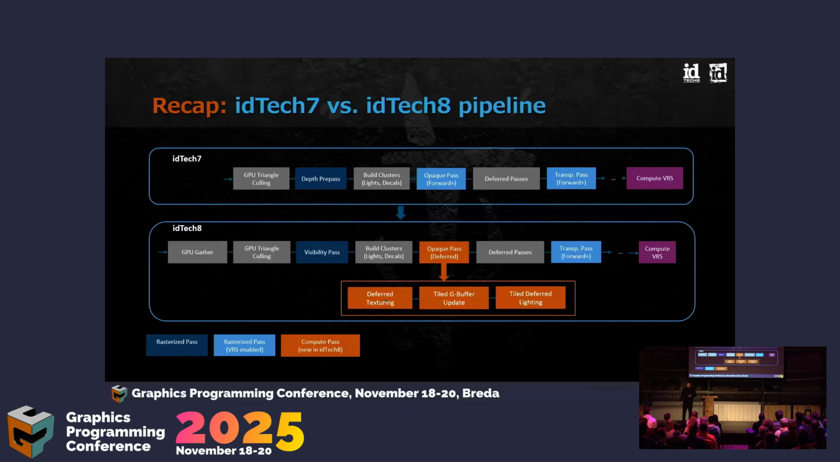So what changed from id Tech 7 to id Tech 8? I mean, this is a very, very simplified diagram, but the main thing was that we replaced our main opaque pass with a deferred texturing and a deferred lighting solution, the things that we talked about this morning. So note that this formerly rasterized pass is now changed to a series of compute shaders, and only transparent rendering remained forward. And yeah, this forward transparent is pretty much what we had since Doom Eternal.